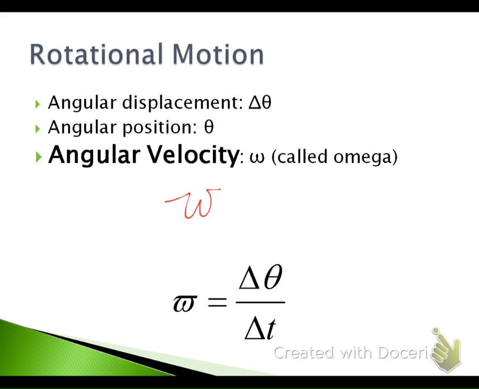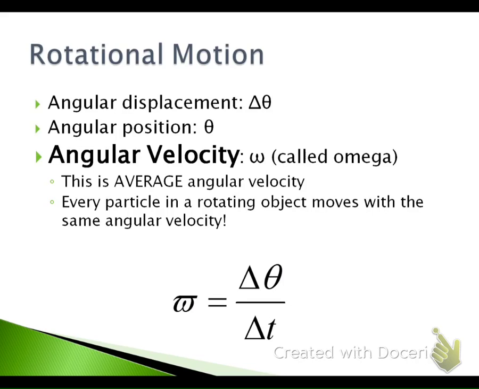So what is its speed with reference to its turning? How many angles is it moving, or what size of angle is it moving per time? Or how many radians is it moving per time? This equation right here is for average angular velocity. It's not for an instantaneous little point in time. It's an average. And it's important that we understand every single particle in this rotating object is moving with the same angular velocity.